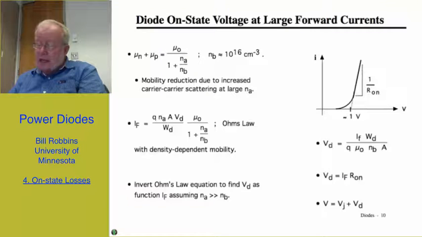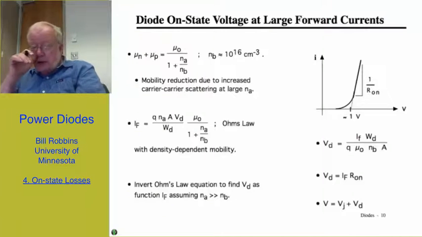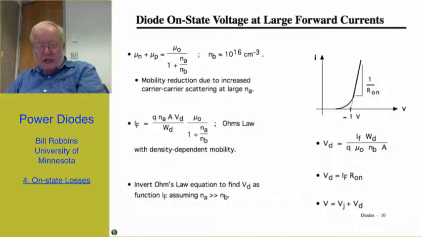We can estimate the voltage drop across the drift region in the following way. The mobilities are not constant. Their low-level values, mu naught, are the sum of mu n plus mu p at low doping levels, 10 to the 14th or so. But from an empirical viewpoint, we know that the mobilities decrease as we increase the excess carrier density or we increase the doping levels. The empirical formula is that mu becomes inversely proportional to the excess carrier densities when the excess carrier densities reach a value on the order of 10 to the 15th to 10 to the 16th.